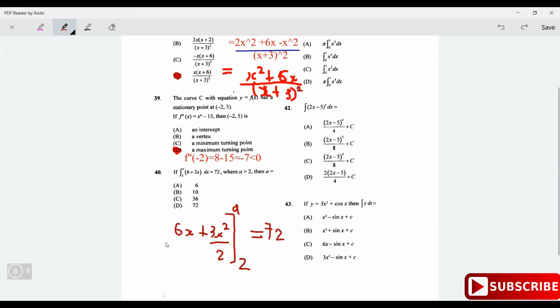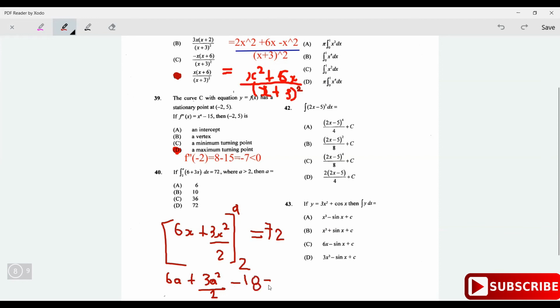So that means what we need to do is plug in a. Plugging in a, we get 6a plus 3a squared over 2. And then you need to plug in 2. So minus, plug in 2: 6 times 2 is 12 plus 3 times 2 squared over 2. So this works out to be 18.